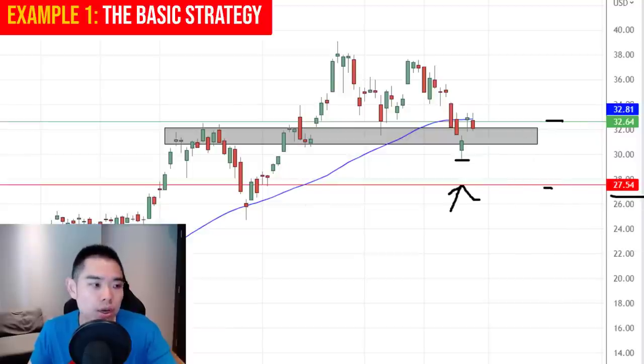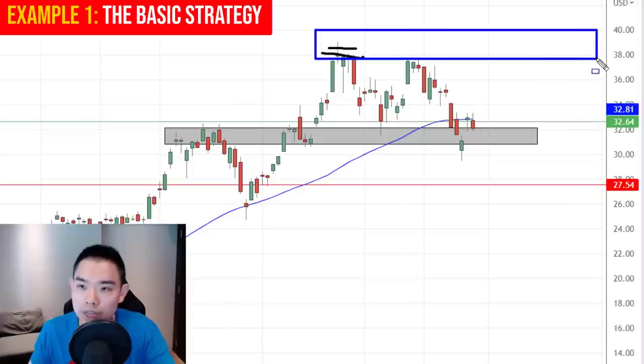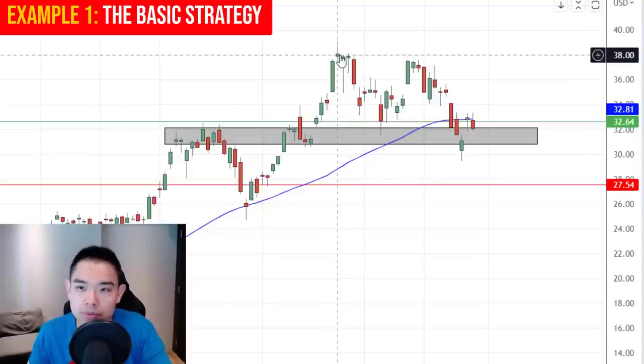What about targets? Well, you can set your target, in this instance, let's keep things simple, just before the recent swing high. So just before this high. Because again, if you look at this, this is where potential selling pressure could come in. For all you know, this could be resistance, where selling pressure could come in. So you're going to be conservative to just capture one swing. You can just look to take profits just before this recent swing high.